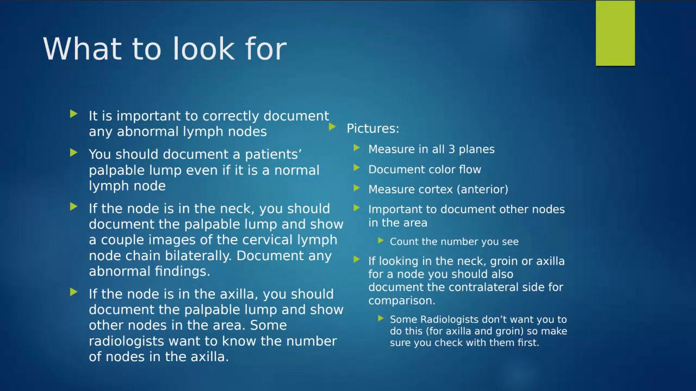We also need to make sure that we are measuring that anterior portion of the cortex. We're getting color in that hilar region. We're documenting any other lymph nodes. We are counting the number of lymph nodes we see. We're also aware of our protocols. So if we're working at a site or with a radiologist that likes contralateral imaging for comparison, you need to know when and how to do that.